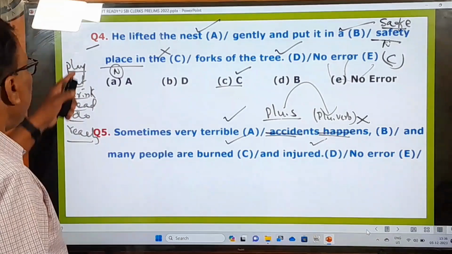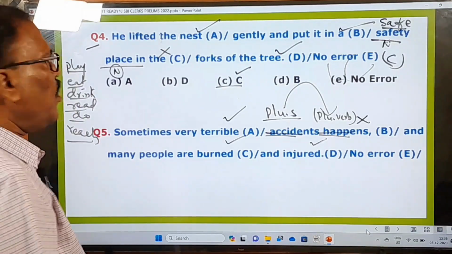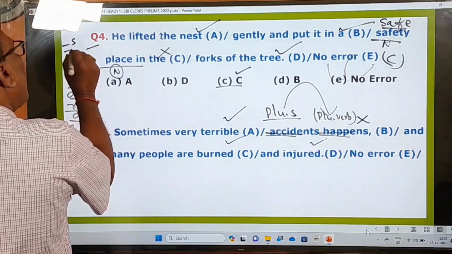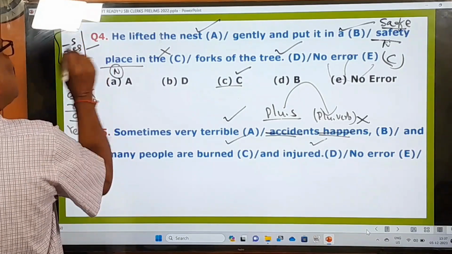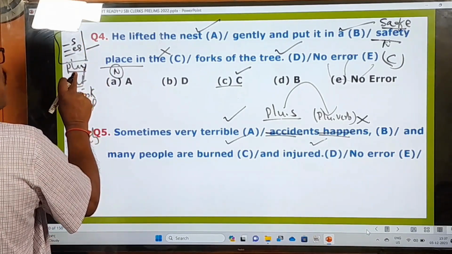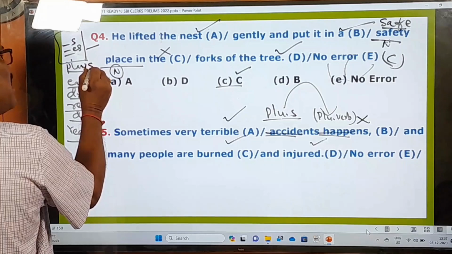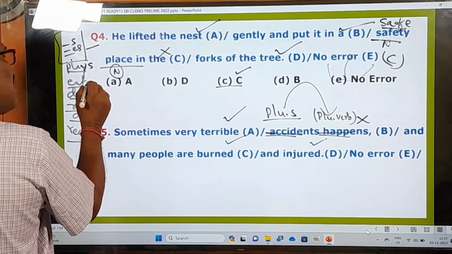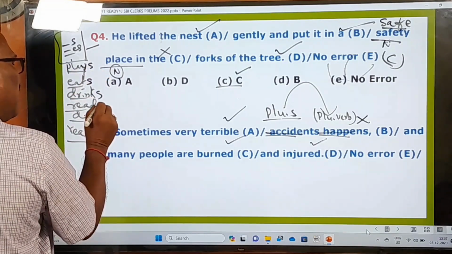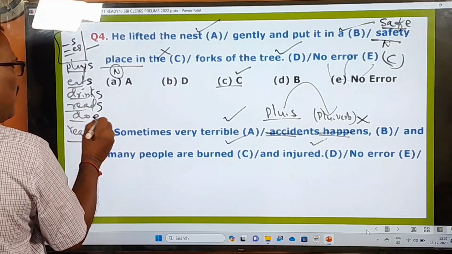If you want to make them singular, what should you do? You must add either s or es to them. This is very, very important. Play is there. It's a plural verb. If you add s to that, it becomes singular. Plays, eats, drinks, reads. Of course, for do, you have to add es here.